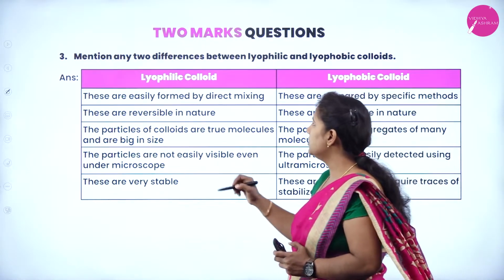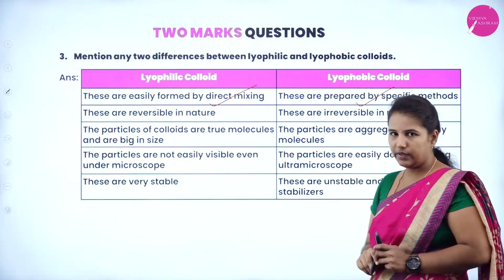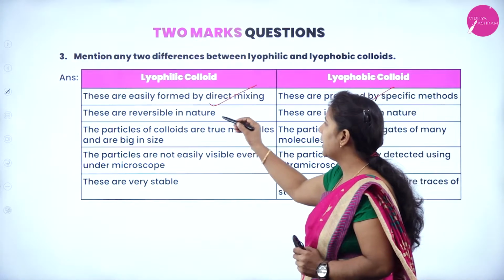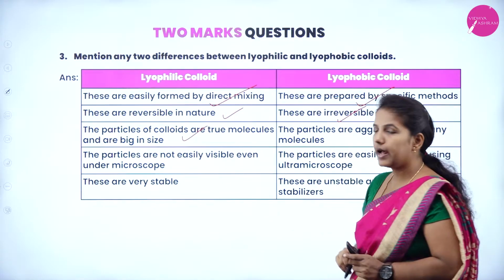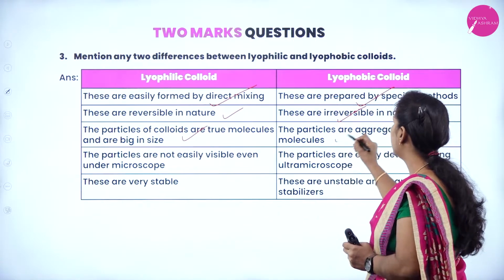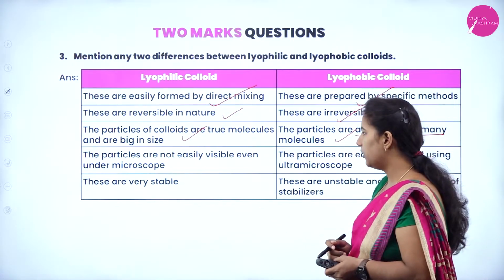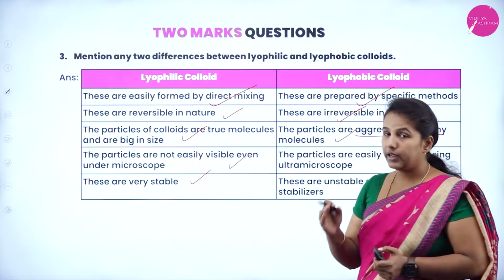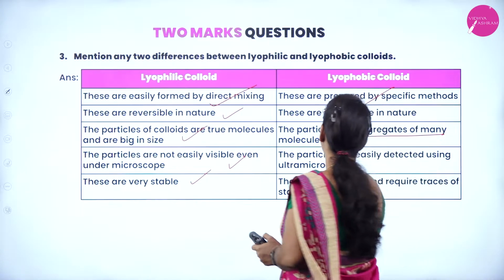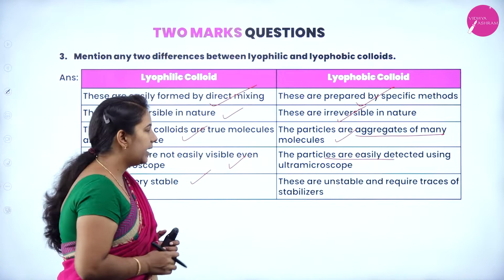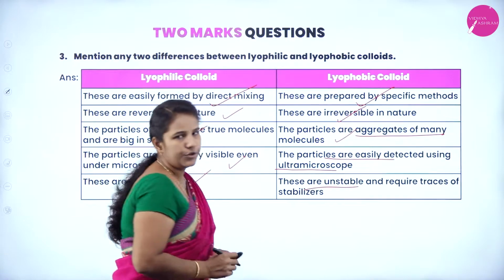Usually lyophilic colloids are formed by direct mixing and lyophobic colloids are prepared by specific methods. Usually they are reversible in nature, while these are irreversible. Particles of lyophilic colloids are true molecules and they are bigger in size. In lyophobic colloids, particles are aggregates of many molecules. Lyophilic colloids are highly stable. We cannot see the particles of lyophilic colloids under the microscope, but the particles can be easily detected in lyophobic colloids by using what? Ultramicroscope, and they are unstable too.